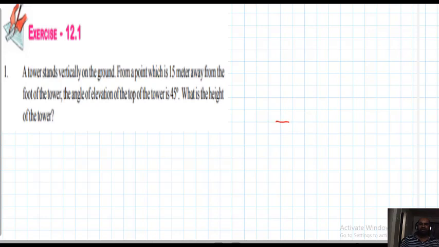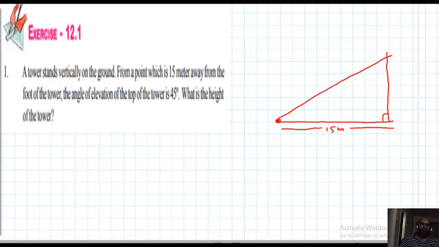First of all, you want to draw the diagram. This is the ground. This is the tower. The tower should be perpendicular to the ground. A tower stands vertically on the ground from a point which is 15 meters away from the foot of the tower. This is 15 meters away, and the foot of the tower, a point is there. From here, the angle of elevation of the top of the tower is given as 45 degrees.